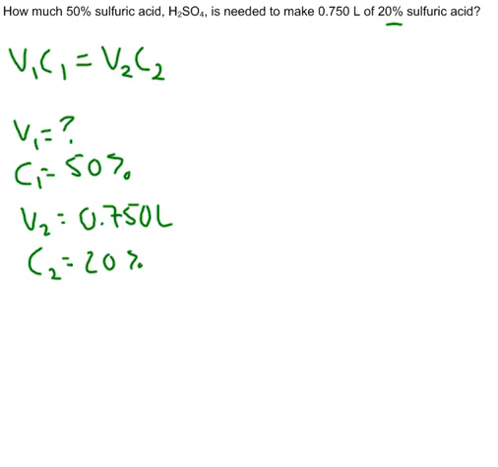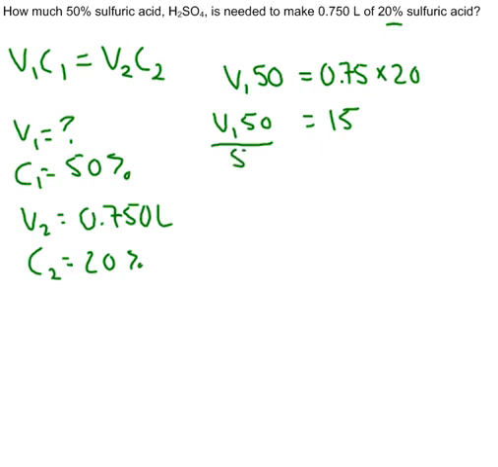So we start filling our numbers into the formula. We don't know what V1 is. C1, though, we know: the concentration of the original H2SO4 is 50%, and that's going to equal the new volume we're trying to make, 0.75 liters, times 20%. So V1 times 50 is 50 V1. 0.75 times 20 equals 15.